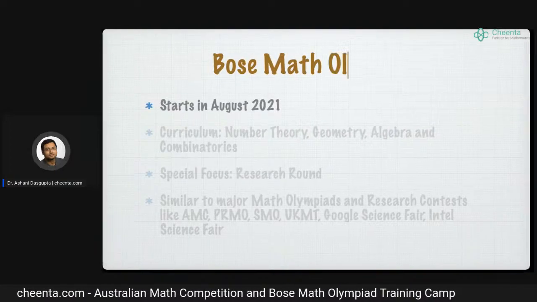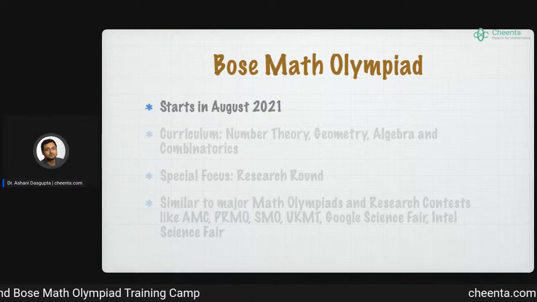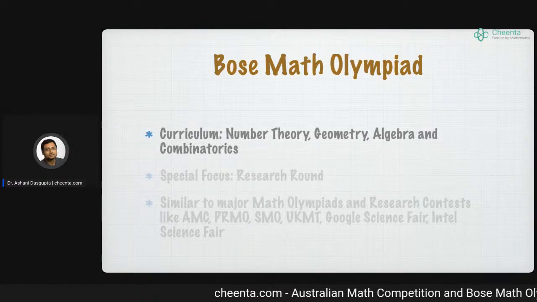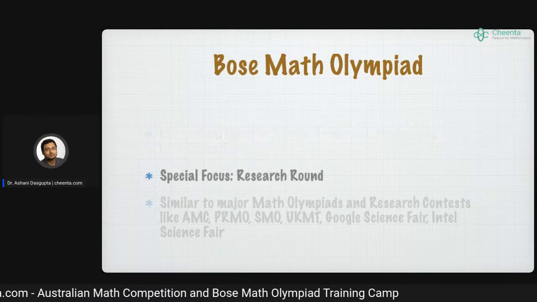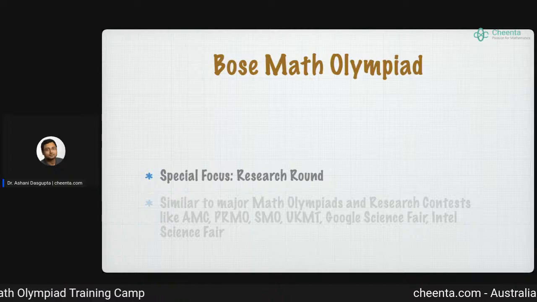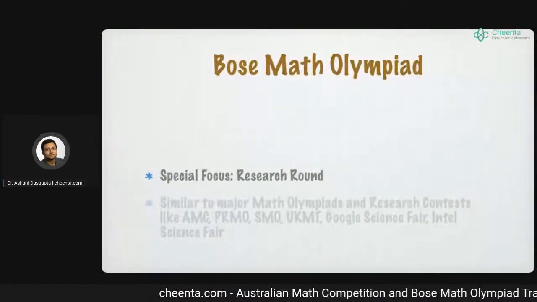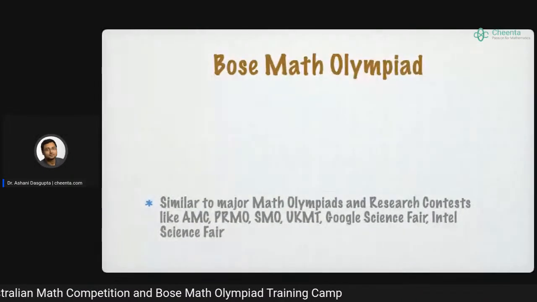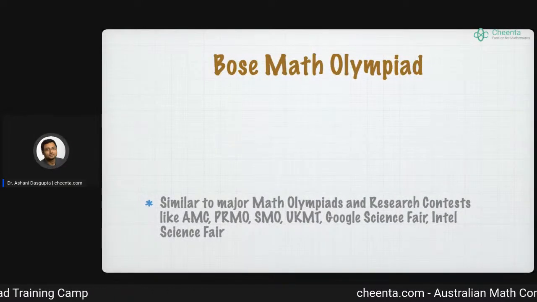So, I'll say a couple of things about the contests that we are training for. The Bose Math Olympiad is starting in August, so the training session is happening now. The curriculum involves number theory, geometry, algebra, and combinatorics. Some of you have already attended the research round. It's kind of similar to the math olympiads all across the world, and also very similar to the Google Science Fair or Intel Science Fair. The research round is at least similar to that.